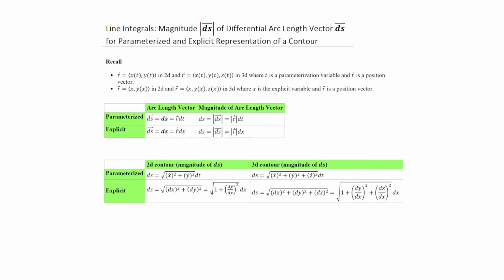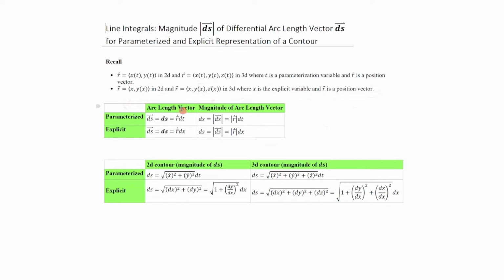Okay, so now the question is, we need the magnitude of the differential arc length vector ds for the parameterized and explicit representation of a contour. So again, recall this is a position vector in 2D, and the position vector in 3D. This is where t is a parameterization variable and r is a position vector. In the explicit case, we would have in 2D x and y as a function of x, and in 3D y of x and z of x, and x is the explicit variable. Again, r is a position vector.